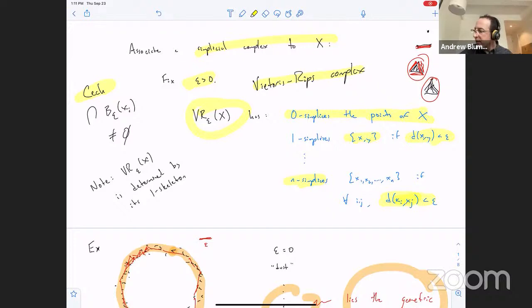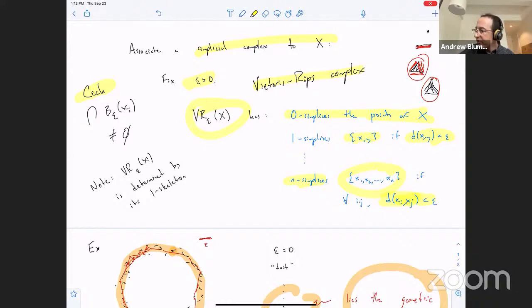And here, in the case of the Vietoris-Rips complex, everything is determined by that graph of the 0 and the 1 simplices. Once you have that graph, you know everything else because an n simplex is there if all the edges in the graph between its points are there. And so it's the simplicial complex that's sort of freely determined by this 1-skeleton.